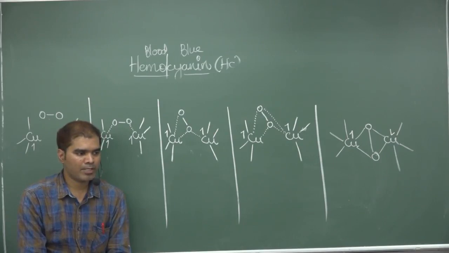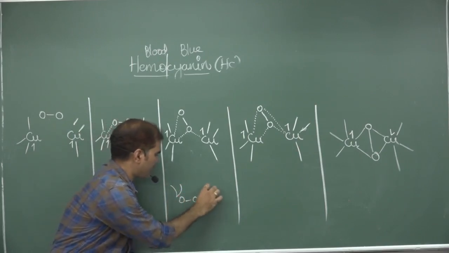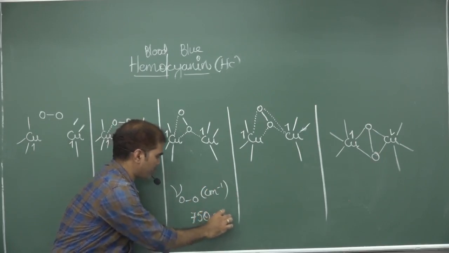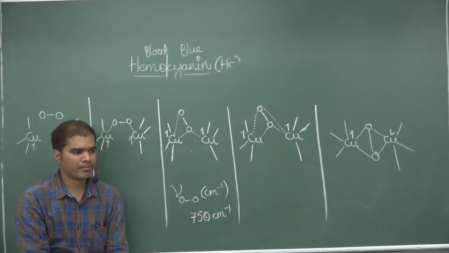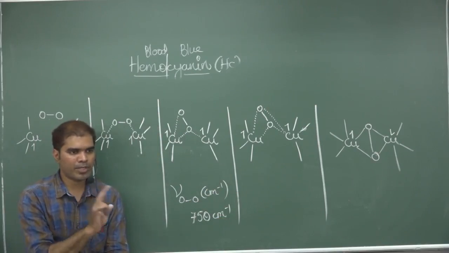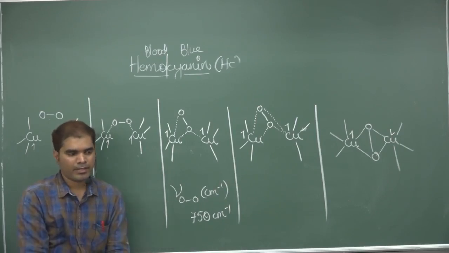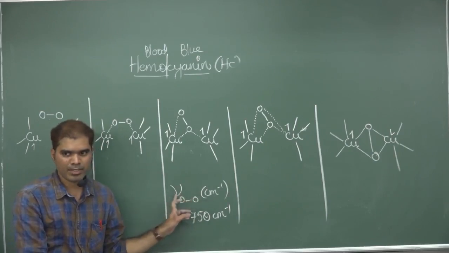Peroxoform with a stretching frequency of 750 wave numbers. If you want, you can just write 2 points why the stretching frequency is lesser than expected. This stretching frequency you may just write nu. Every time you need not put stretching frequency, just write nu.